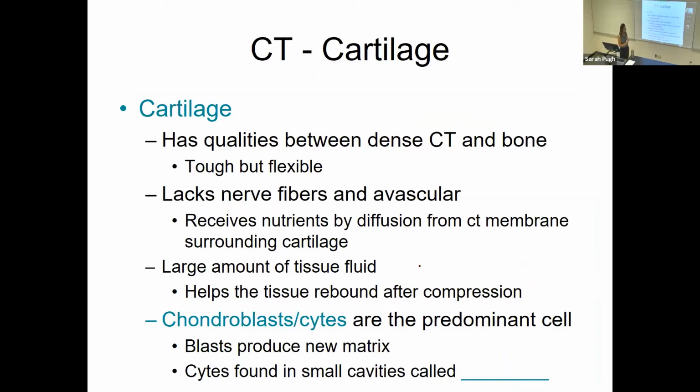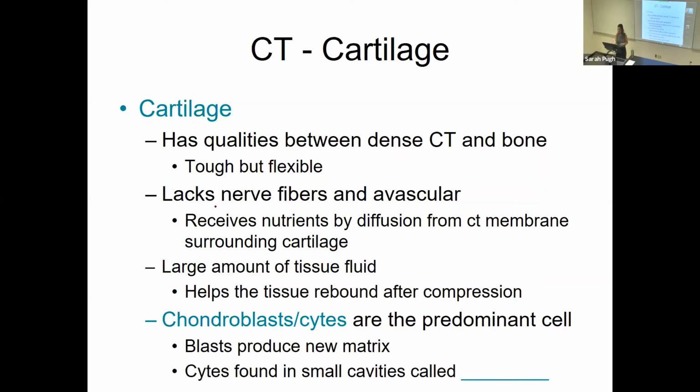Now another kind of connective tissue, so remember we have connective tissue proper, cartilage, bone, and blood. So another kind of connective tissue is cartilage. And we have lots of different kinds of cartilage, 3 different kinds. Cartilage is sort of in between connective tissue, like a dense connective tissue, and bone. So it's really tough, like a dense connective tissue, but it's just not quite as hard as bone. So it's sort of in between the two.